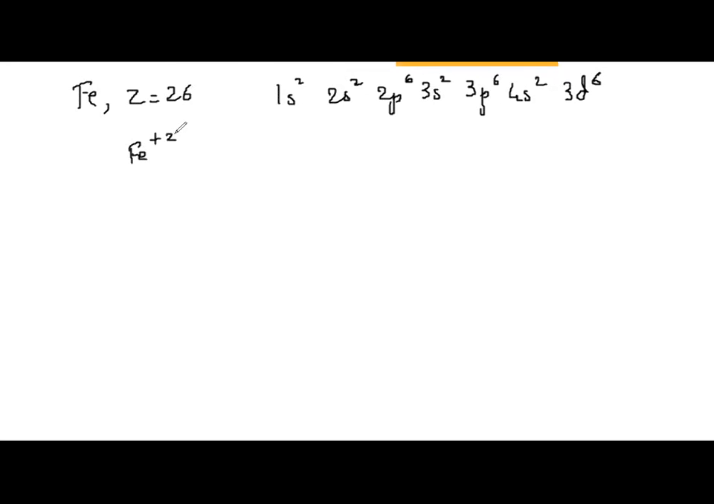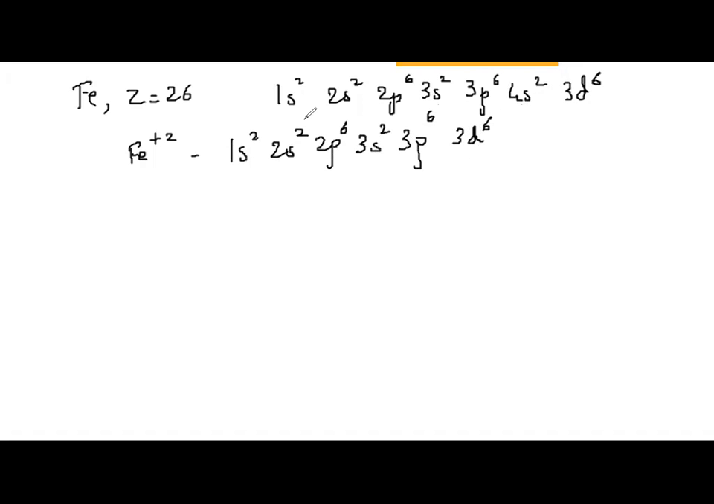Fe plus 2 means what? Plus 2 stands for loss of 2 electrons. Fe plus 2 is removing 2 electrons, right? So how do we write the electronic configuration for Fe plus 2? 1s2, 2s2, 2p6, 3s2, 3p6. Electrons have to be removed from the outermost shell. Here the outermost shell is 4s. The energy of this orbital is less, but the outermost shell is this, right? So it becomes 3d6. Correct? 3d6.